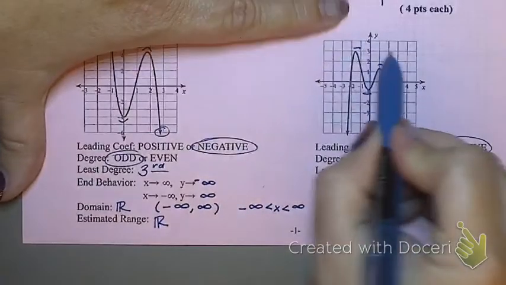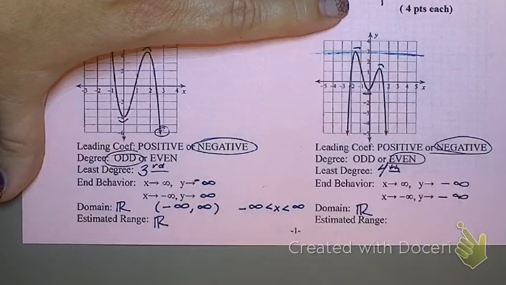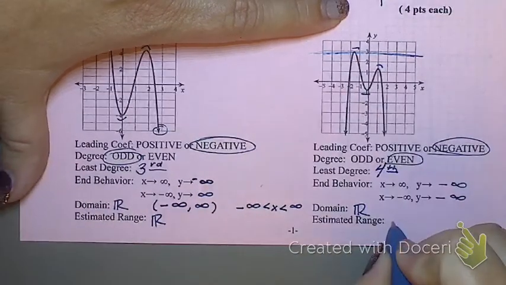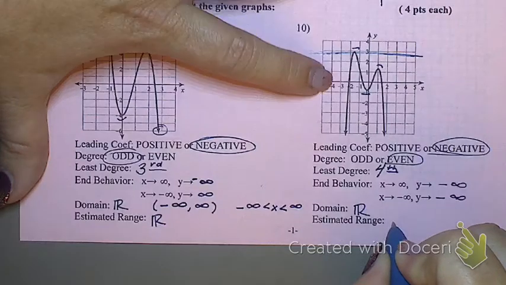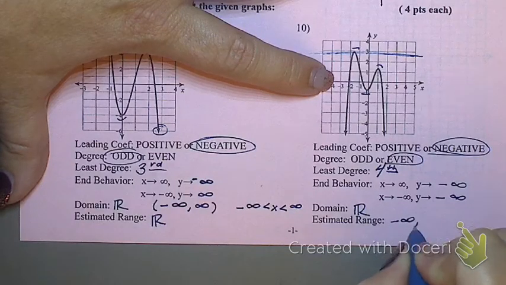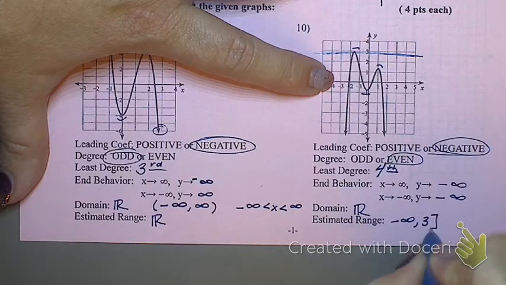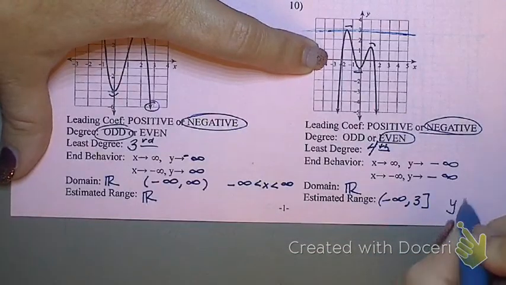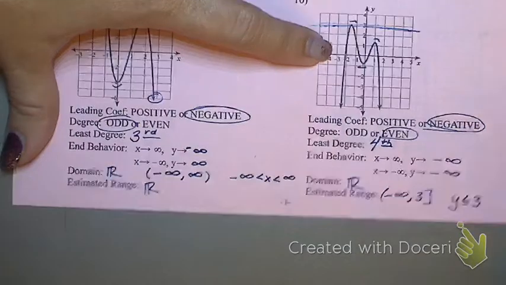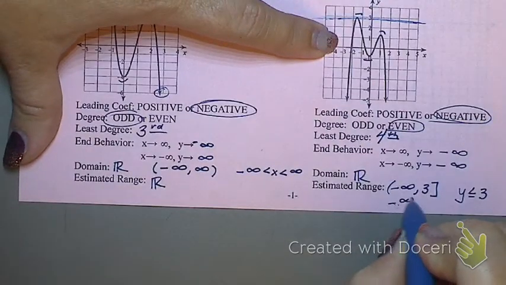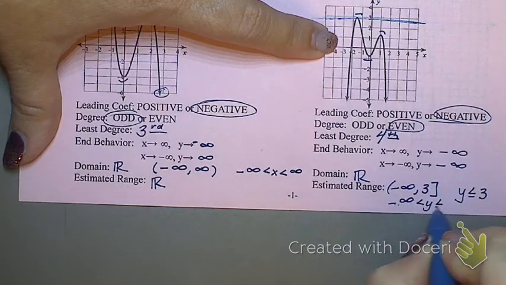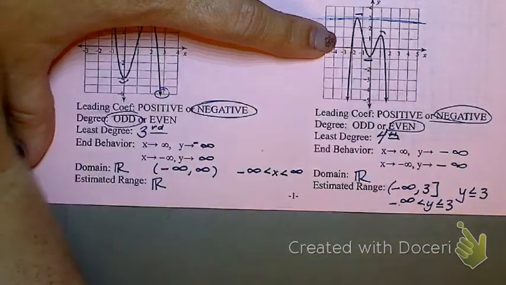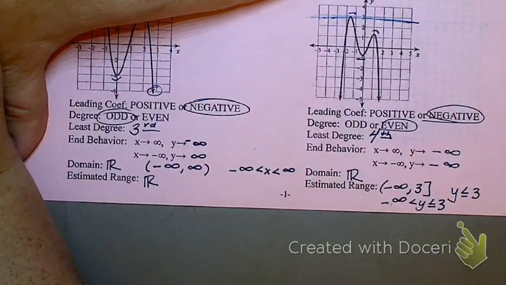Estimated range. Now, this one does have an uppermost point, correct? So I would say it looks like it goes from negative infinity up to 3. So you can write it that way. Or you can write y is less than or equal to 3. Or you can write negative infinity is less than y is less than or equal to 3. Any one of those notations would be appropriate for the test. Capiche? First page should go pretty quick.